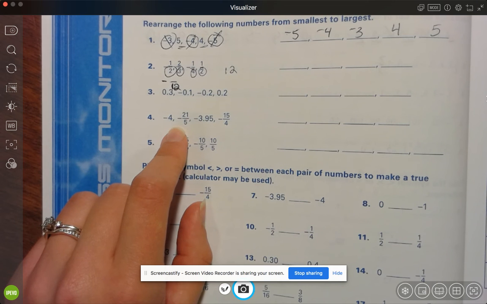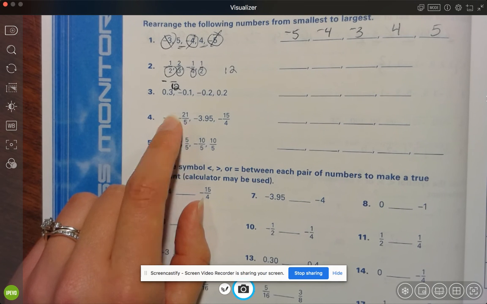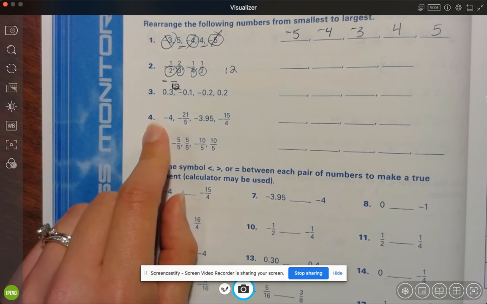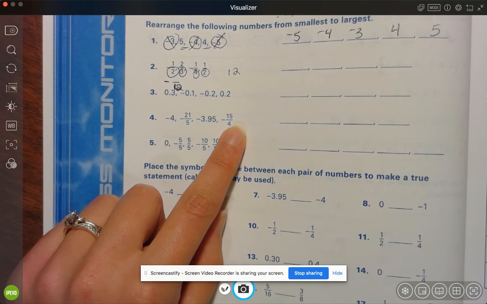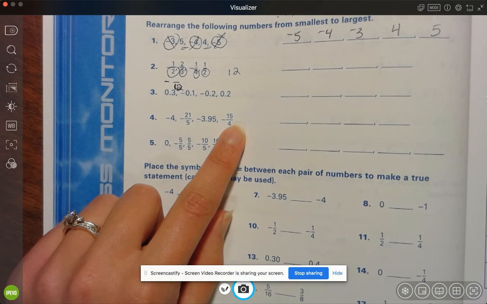So first thing I'm noticing here, we're talking about doing our negatives first. Well, these are all negatives. So now we have to start putting them in order, and we start by finding out our greatest negative.